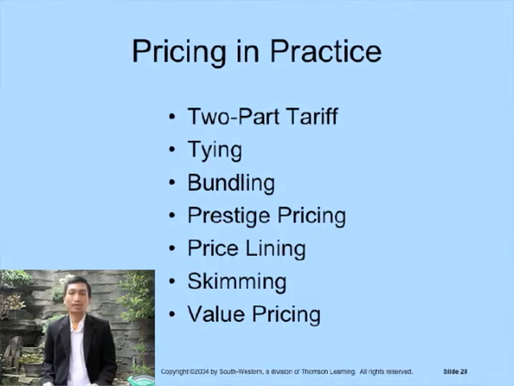Tying is the requirement that a consumer who buys or leases a product also purchases another product needed in the use of the first. We also talk about prestige pricing. Prestige pricing is deliberately setting a high price to attract premium consumers. We also talk about price lining, skimming, and value pricing. We will find many examples of skimming. Skimming is setting a high price when a product is introduced and gradually lowering its price, for example in Apple products.